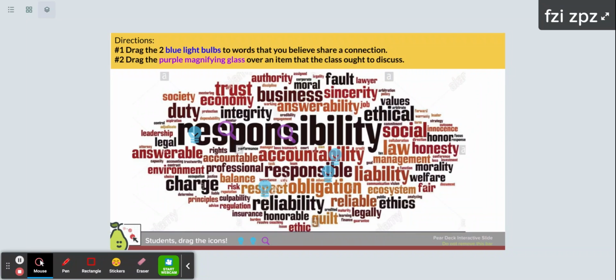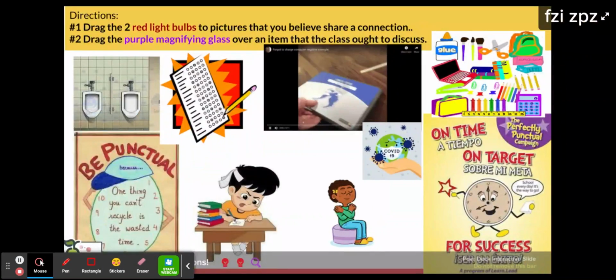Great, guys. And it looks like we both selected responsibility, so that's something that we should take a look at even further. What does it mean to be responsible, and what does it mean to be responsible at Stewart Middle School? Great. Now I want you to take a look at this slide and drag the two red light bulbs to pictures that you believe share a connection, and drag the purple magnifying glass to an item that the class ought to discuss.